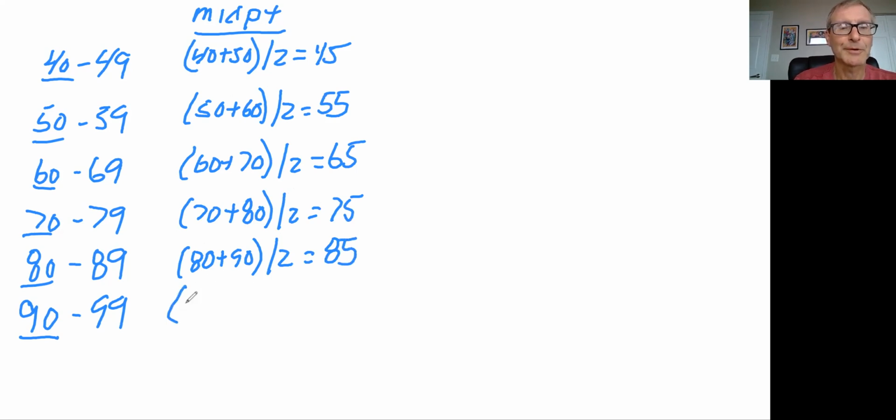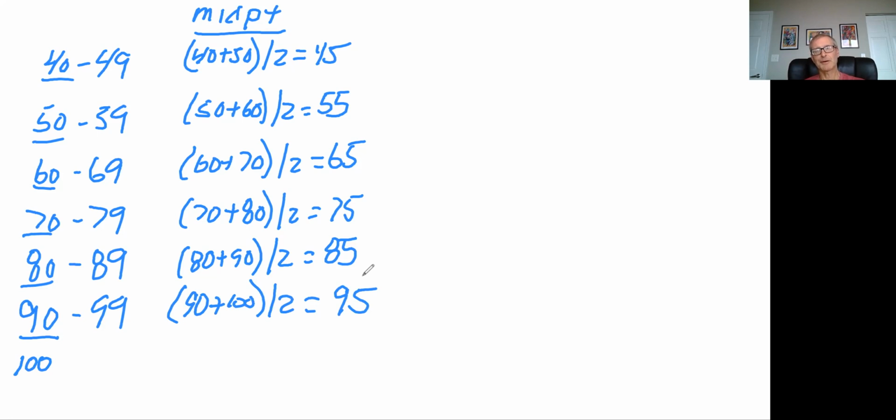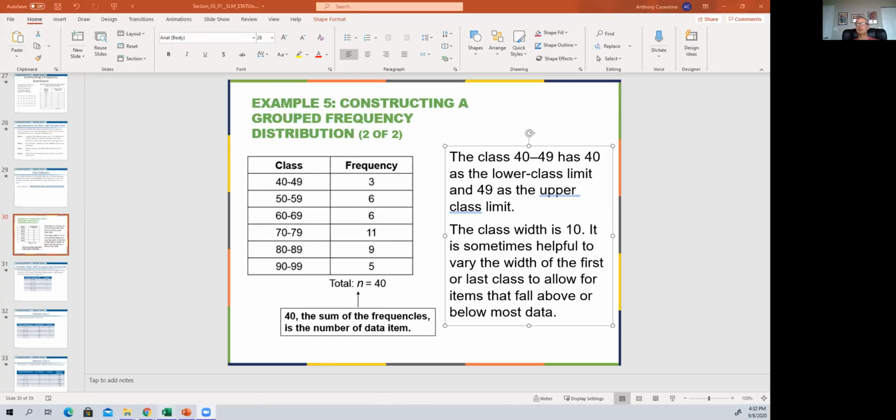And so here's the weird one, right? 90. Well, what's our next category? Well, there isn't one, right? So you can see the pattern. You have to realize that this next number is going to be 100. So you add 100, you divide by 2, you would get 95. These are labor-intensive hand calculations, but let me show you how to do it on the spreadsheet. And we'll finish the calculation on the spreadsheet as well.